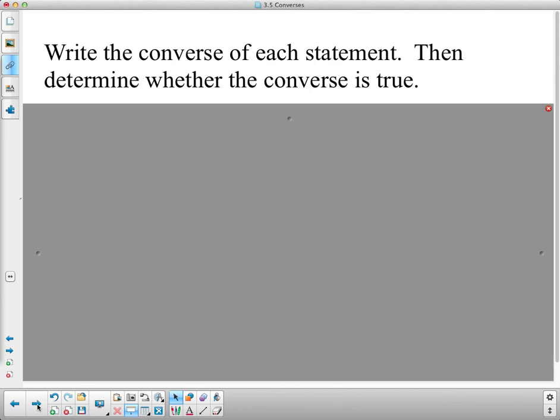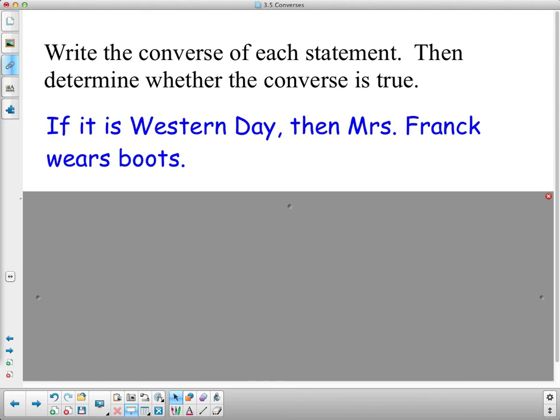Okay, so I'm giving you a statement here, and instead of you writing it down, we'll actually just raise our hands. But if it is Western Day, then Mrs. Frank wears boots. Do you have boots? Snow boots, not cowboy boots. My husband does, so I would probably wear his.